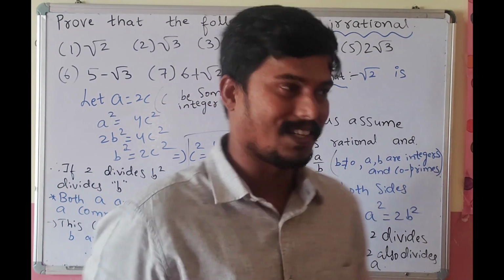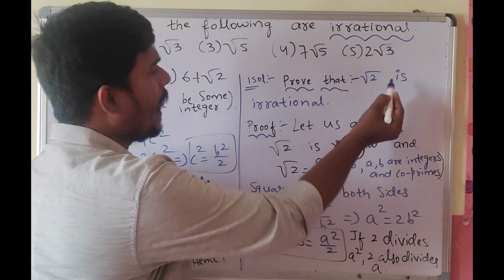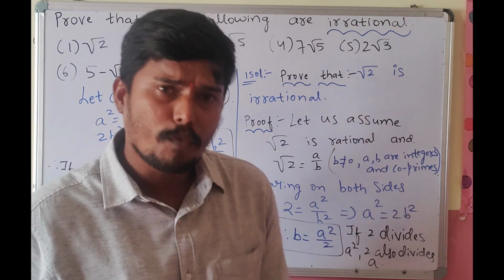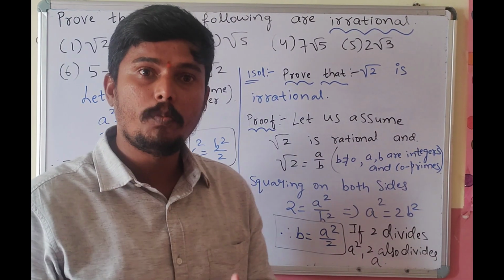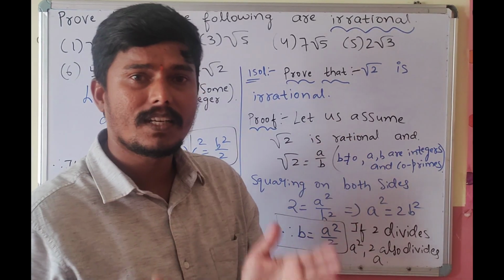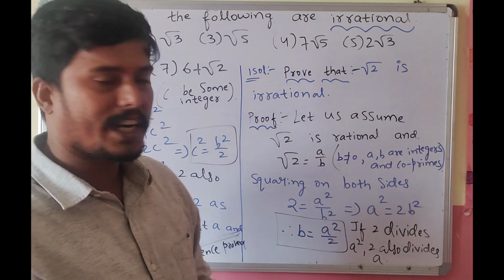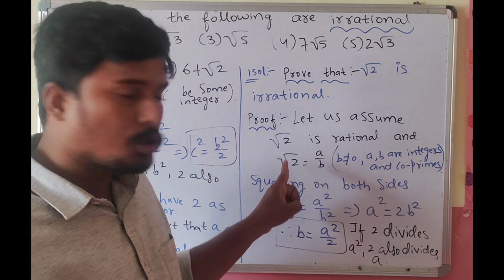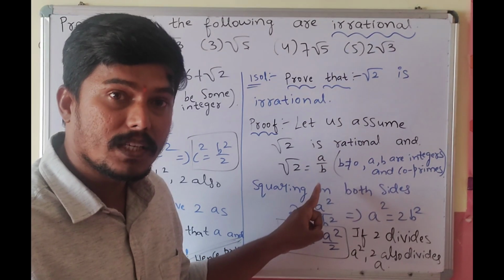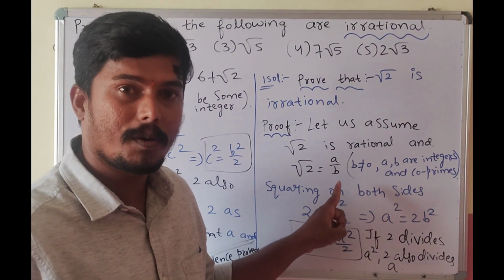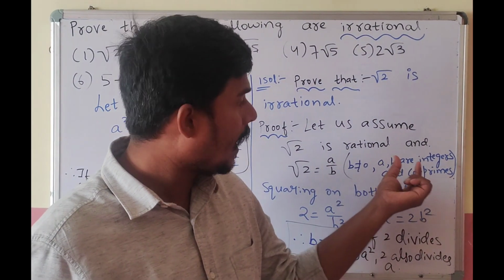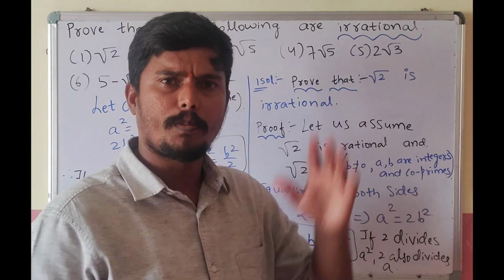Okay, let us start the class. Prove that root 2 is irrational. The proof is that we need to assume it is rational. In order to prove it is irrational, we need to assume it is rational. As soon as you assume it rational, root 2 should be equated to a by b, where b cannot be 0, because when b is 0 it cannot be defined. So b should not be equal to 0, and a and b are integers and co-primes.